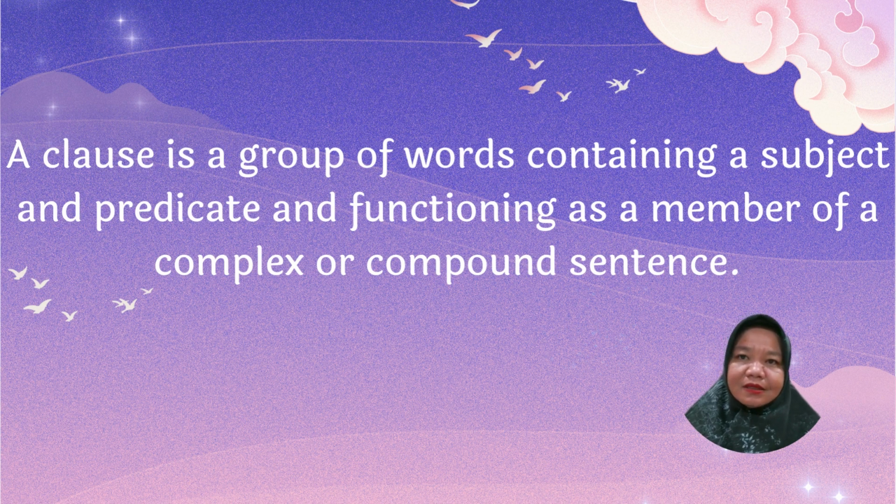The subordinators do the work of connecting the independent clause to another clause to complete the sentence. In each dependent clause, the first word is a subordinator. Subordinators include relative pronouns, subordinate conjunctions, and noun clause markers. Dependent clauses are divided into three types: noun clause, adjective clause, and adverbial clause. But today, we will focus on noun clause and adjective clause. Let's start.